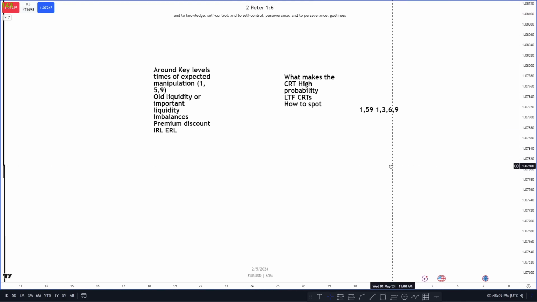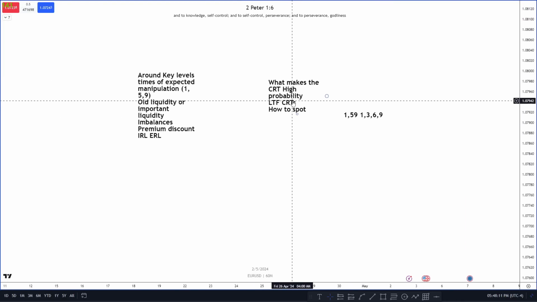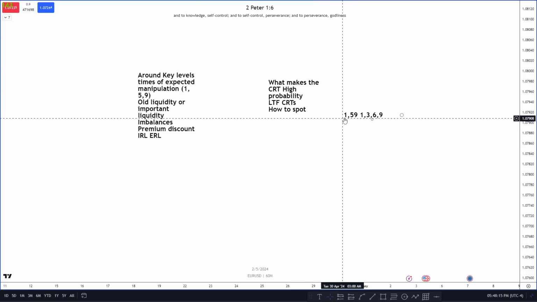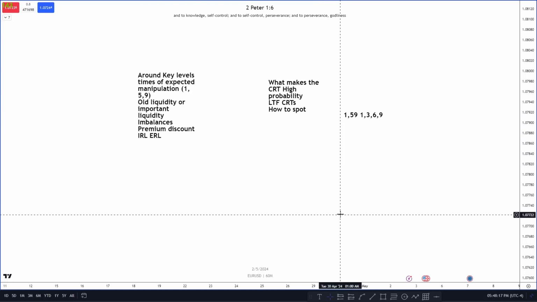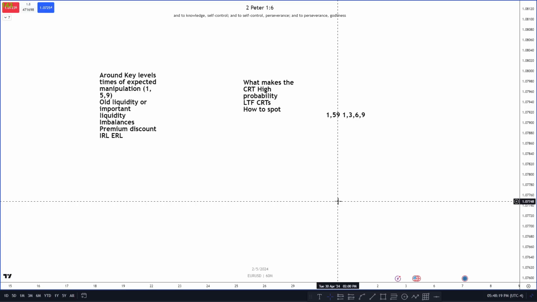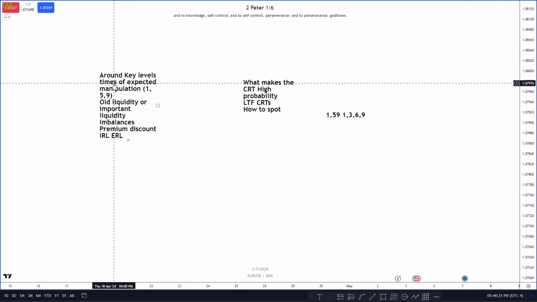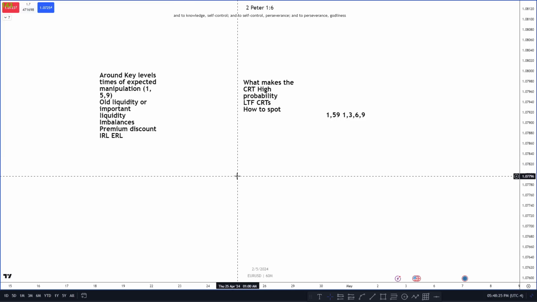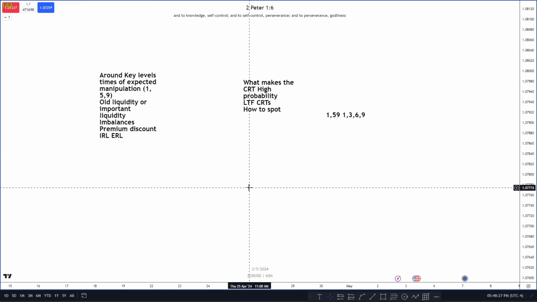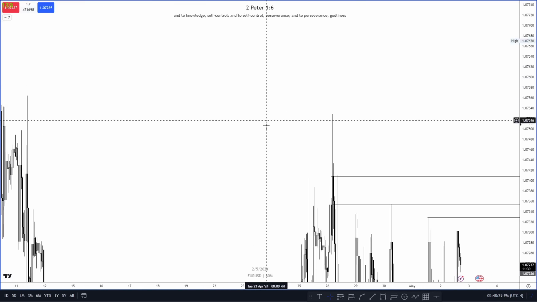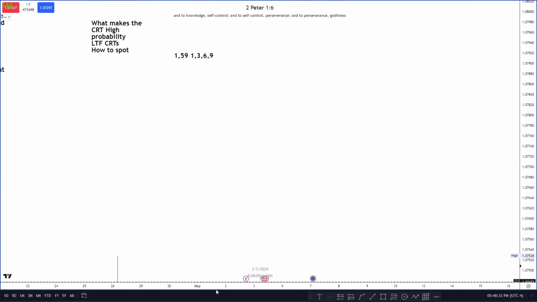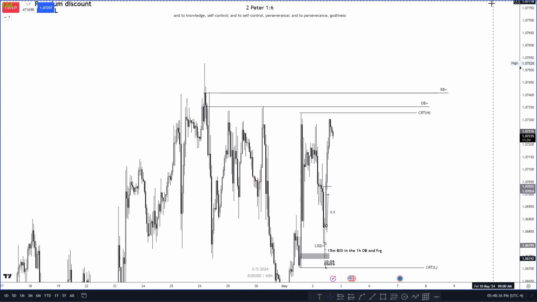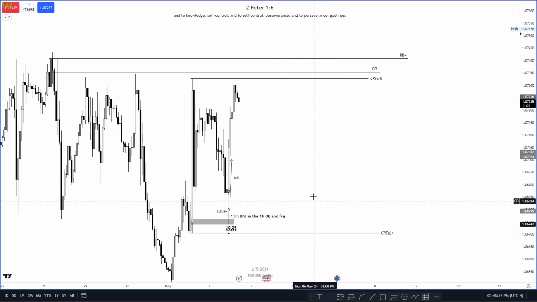Now we're going to cover what makes the CRT high probability, and low time frame CRTs and how to spot them. What makes a CRT high probability is when you have, I would say, 2 to 3 or more of all the requirements aligned. I want to dive into today's price action because I'm not going to cherry pick anything. I had the CRT high here and the CRT low here marked out. I want to get this high to go low.